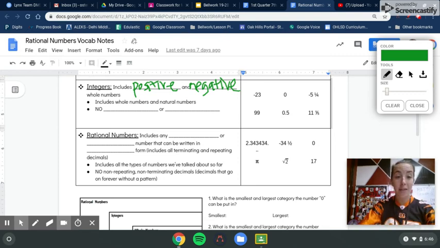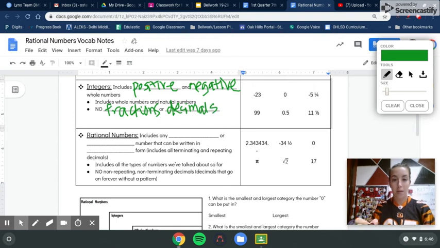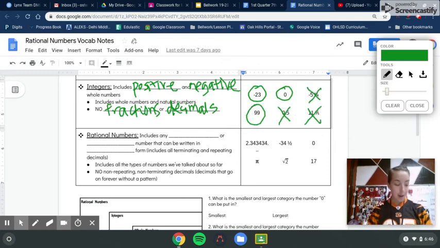We still have no fractions or decimals for this category. Okay? So this time we can include our negative number. Our 0 is now included. Still no fractions. Here's another one, and no decimals. Okay, and then our last category is going to pretty much include it all.